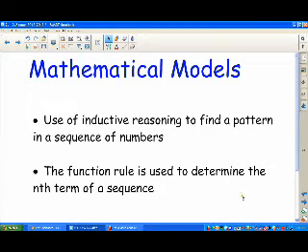All right, mathematical models. This is something that you should have covered at the very beginning of algebra. We're going to use inductive reasoning to find a pattern in a sequence of numbers, because that's really what math is all about. It's finding patterns and using those patterns to help us solve problems. And the function rule is used to determine the nth term of a sequence. And this should hopefully look very familiar to what you did in algebra.